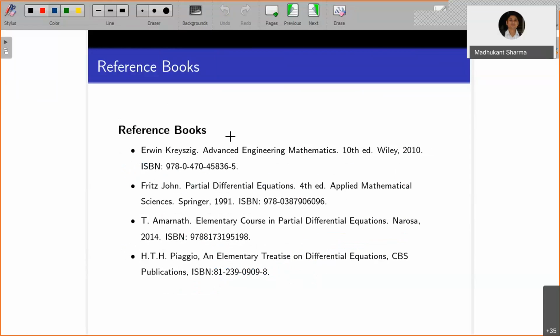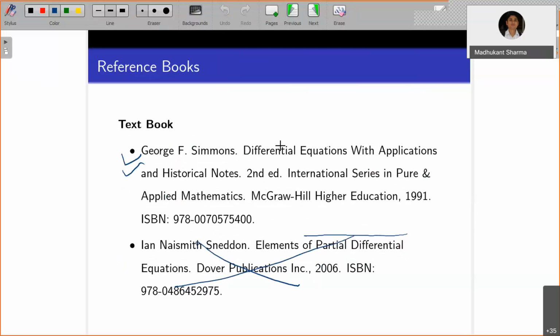And for reference, you can go with the Erwin Kreyszig book, Advanced Engineering Mathematics. This is not part of it, this is also not part of it. So we have two books here: one is Erwin Kreyszig and another is the Simmons book. You can refer to any one of them, but the notations will mainly follow the Simmons one.